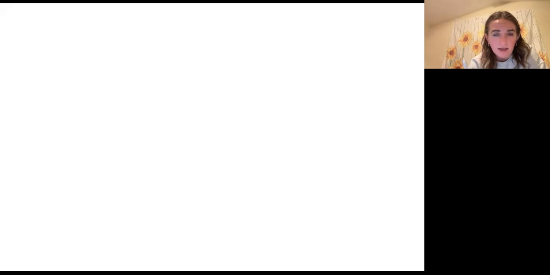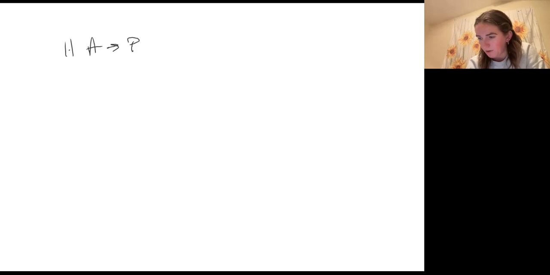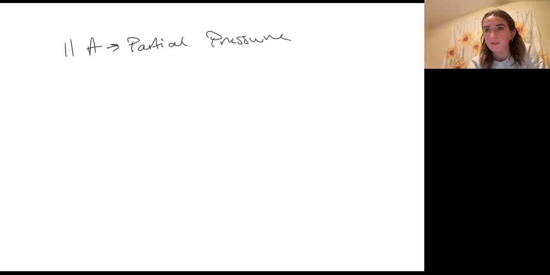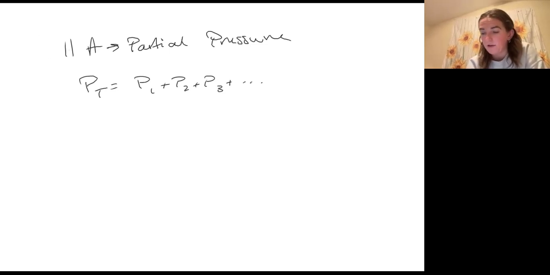11 on A is looking at partial pressure. So for this, you're looking at P total is equal to P1 plus P2 plus P3. And so you're saying that the sum of your partial pressures will equal your total pressure.